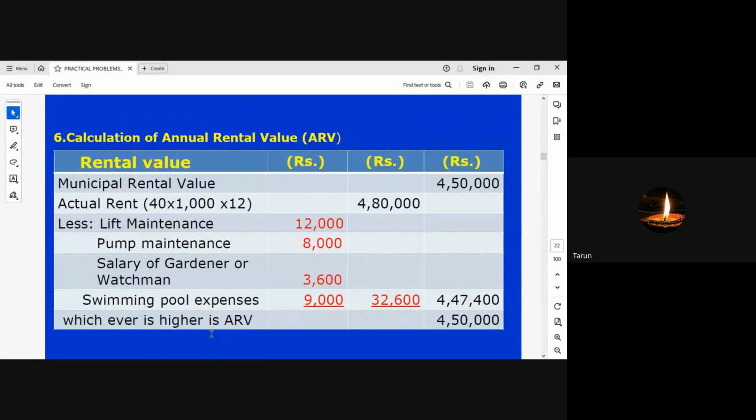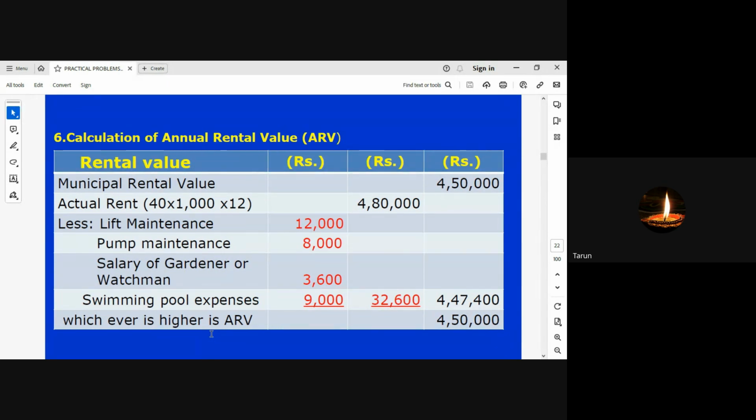Now I already told you that if you need to calculate the annual rental value, gross annual value, it should be the higher of both. Only these two items have been given in the question: municipal rental value and annual rent, whichever is higher is the gross annual value. The municipal rental value is 4,50,000, and the actual rent is 4,47,400. So whichever is higher is the gross annual value. That is 4,50,000.